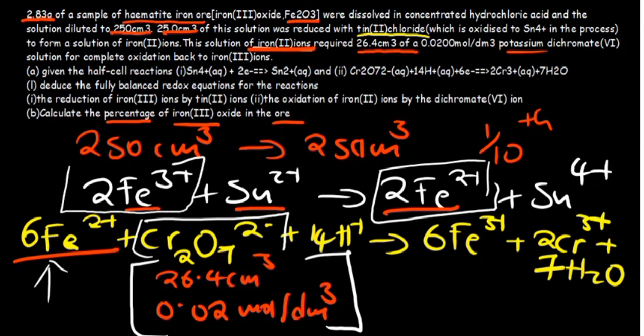After that, it is up to you to determine the number of moles that were actually present in the ore itself at the start. Okay, so let's do that now. Let me erase here so that we have some space. Now let's determine the number of moles that went in for the dichromate.